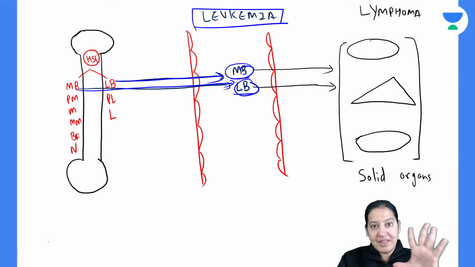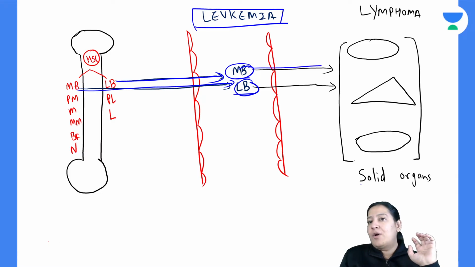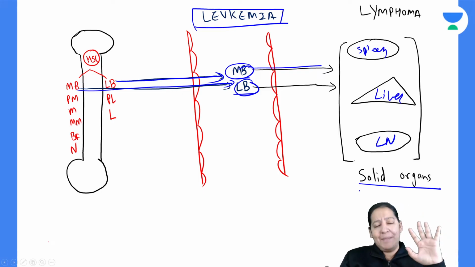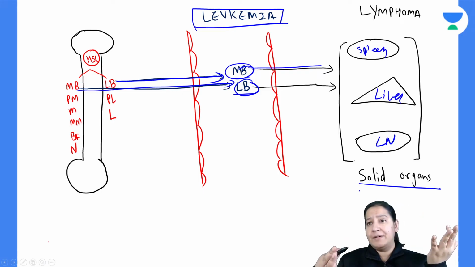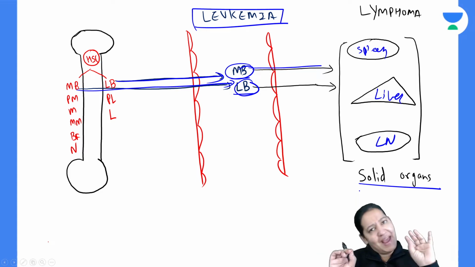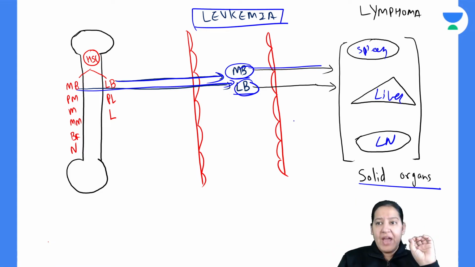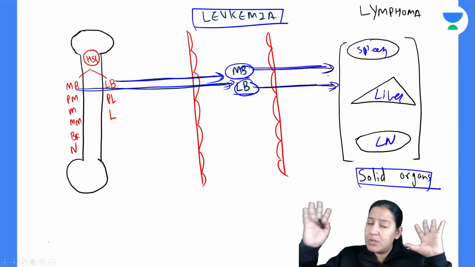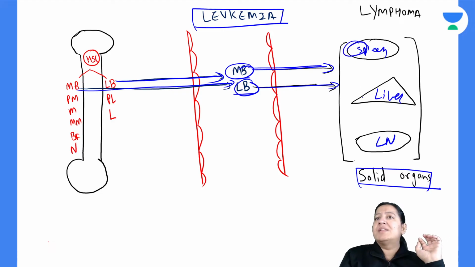Now, after coming in the blood, if they enter the solid organs, the solid organ can be spleen, liver, lymph node, gonads, or any other organ. If any solid organ is involved by the blast, the size of the organ increases and there is some lesion inside it which is made up of blast. This lesion inside the spleen, inside the liver, is made up of blast.